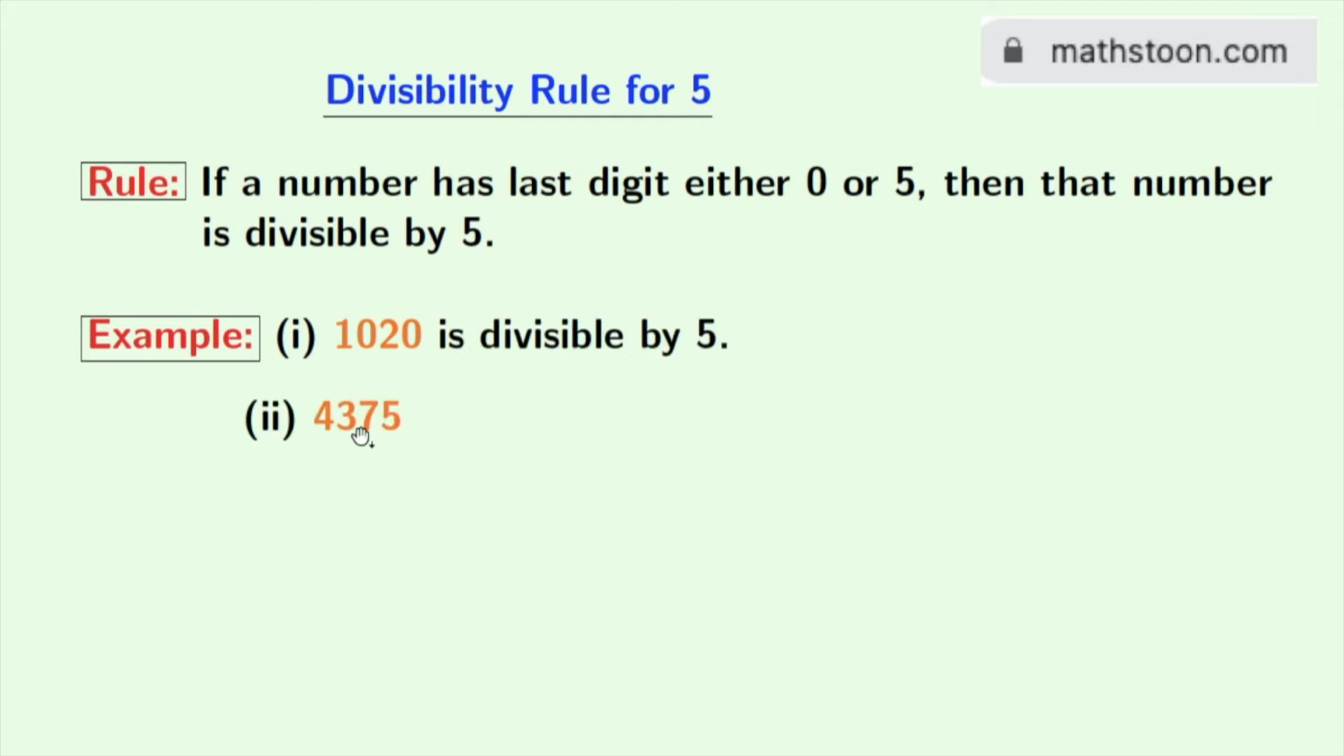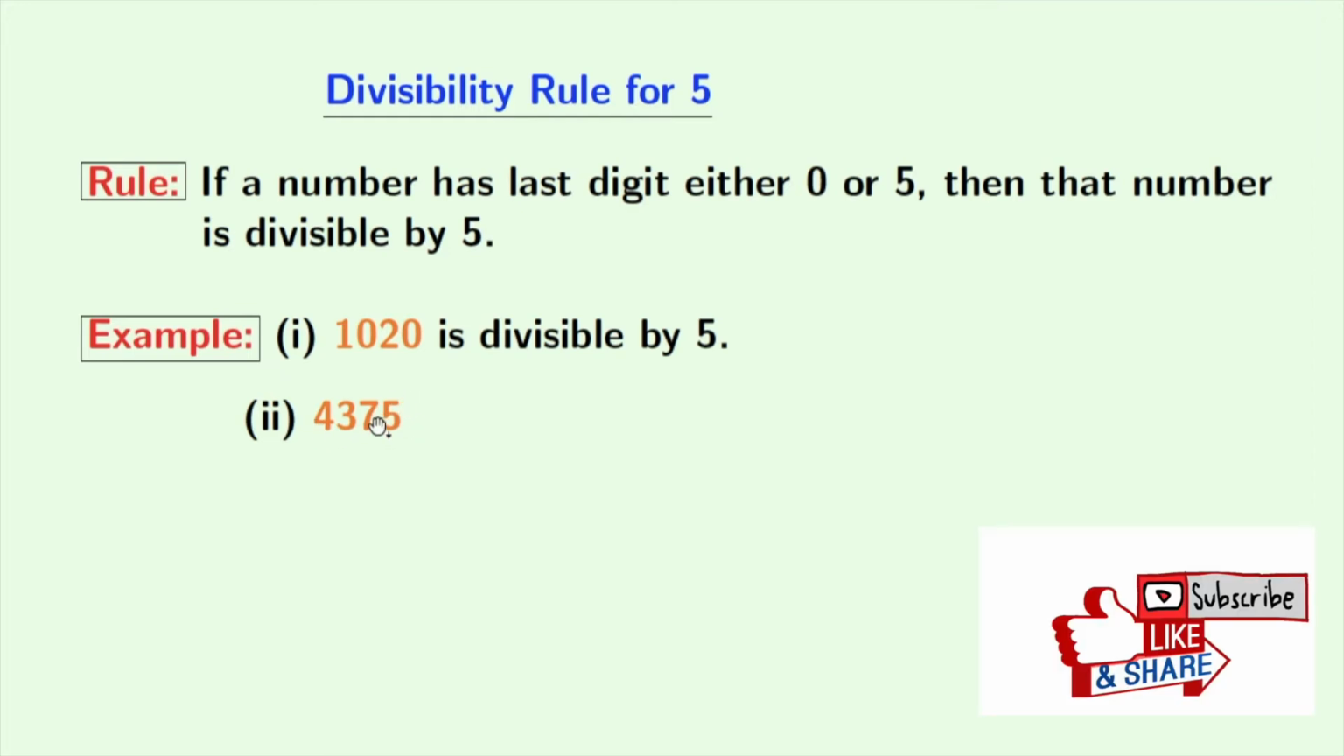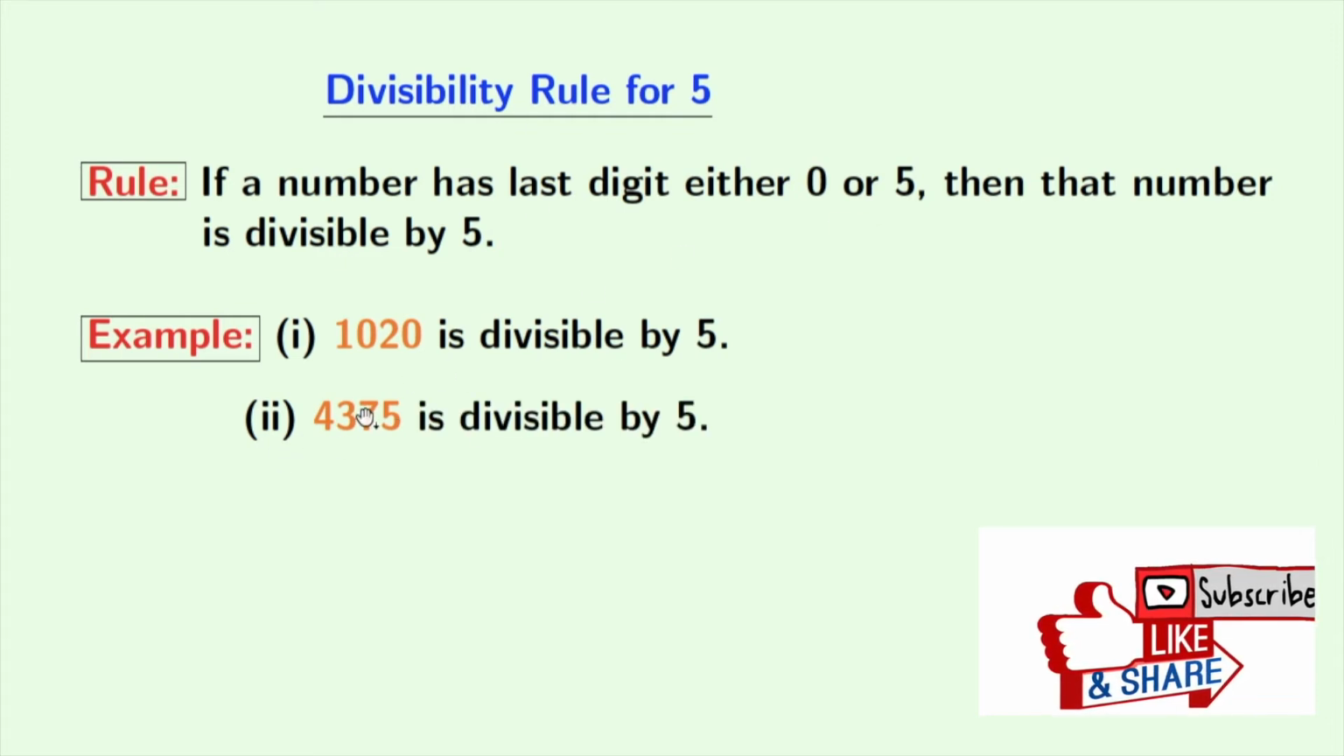Then we have taken 4375. The last digit of this number is 5. So, according to this rule, this number will also be divisible by 5.